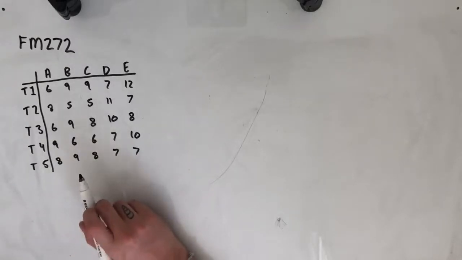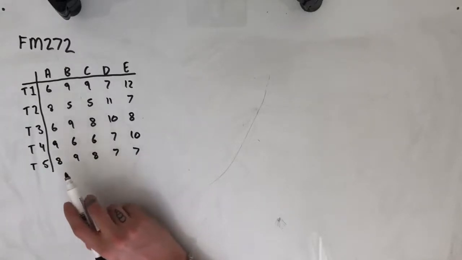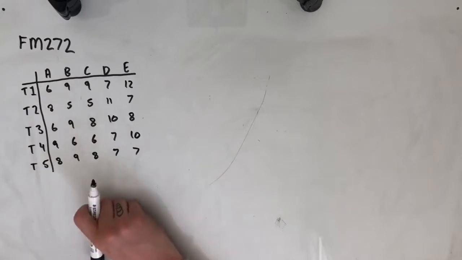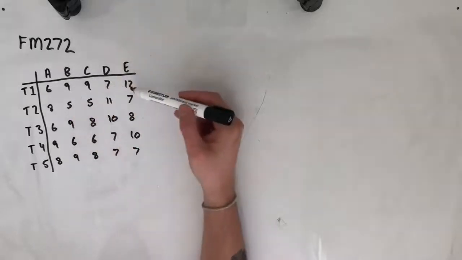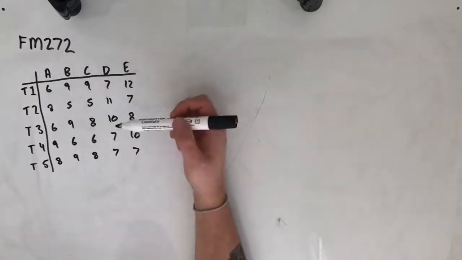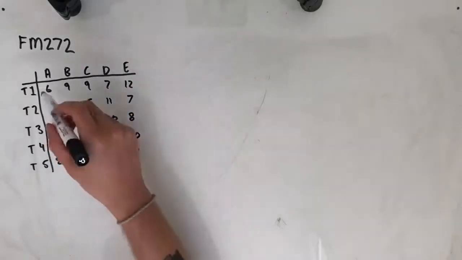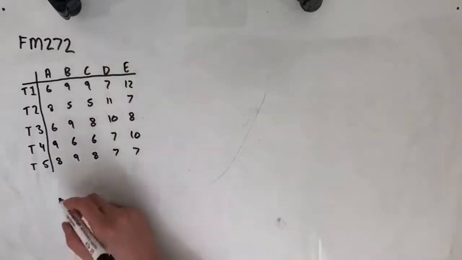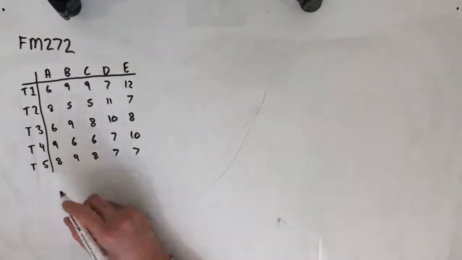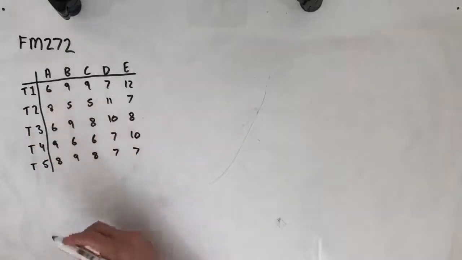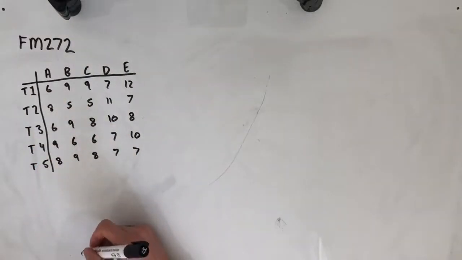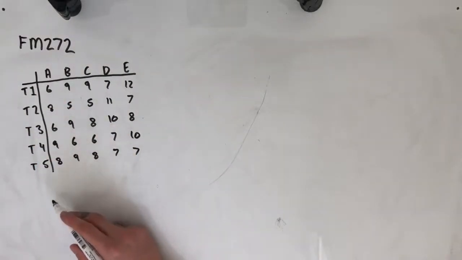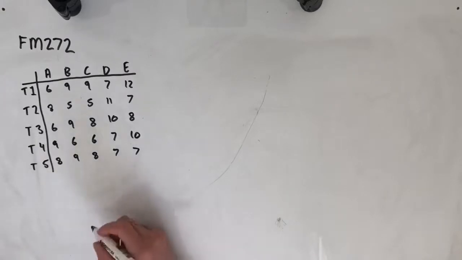So, the first step in a Hungarian algorithm is to do a row reduction. So we're going to start off by taking the smallest number from each row and subtracting it from all of the other numbers in that row. So in this first row, our smallest number is 6, so we're going to subtract that from each of the others. Now I'm not going to label A, B, C, D and T1 through T5 at each step, I'm just going to make the grid of numbers.